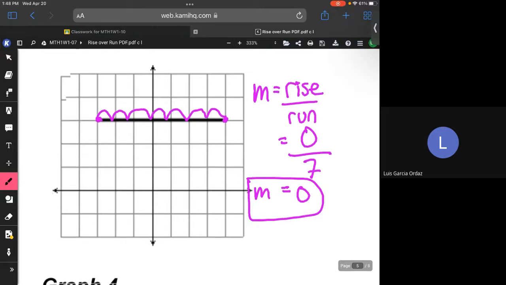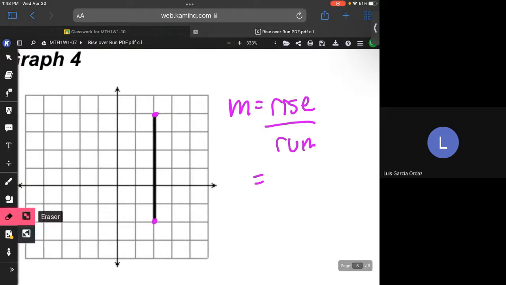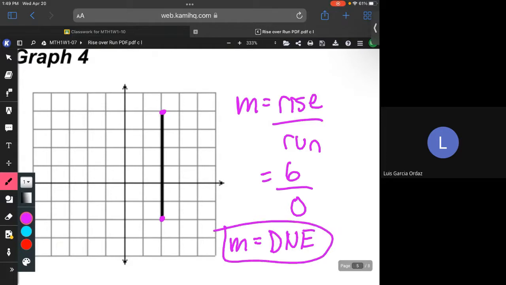Okay, now we have something called a vertical line. So my vertical line, again, m is equal to rise over run. What is my rise for this vertical line? So for these specific points, what's my rise? We'll say 6. What's my run? 0. So when you guys take your handy dandy calculators and do 6 divided by 0, what do you get? Nope. Doesn't exist. I like saying D and E. I don't like saying undefined. My slope does not exist. Okay? Because I cannot divide anything by 0.